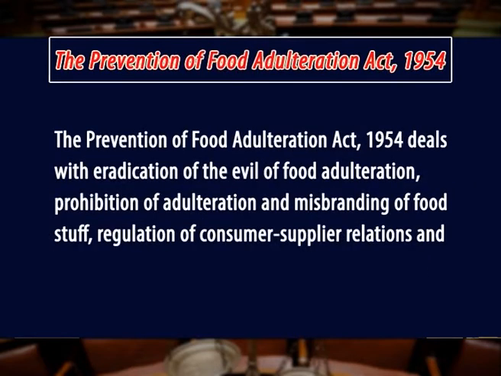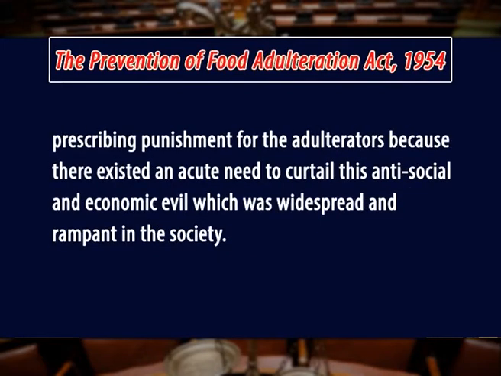The Prevention of Food Adulteration Act 1954 deals with the eradication of the evil of food adulteration, prohibition of adulteration and misbranding of foodstuff, regulation of consumer supply relations and prescribing punishments for the adulterators, because there existed an acute need to curtail this antisocial and economic evil, which was widespread and rampant in society.